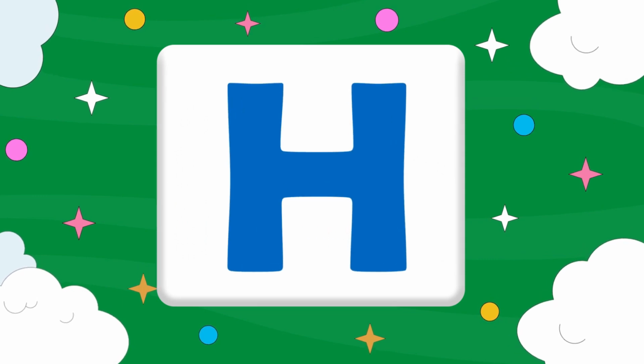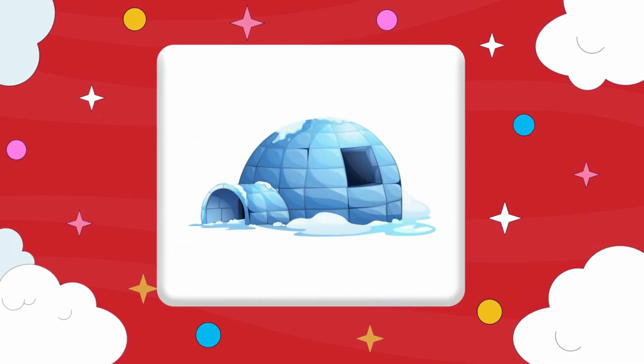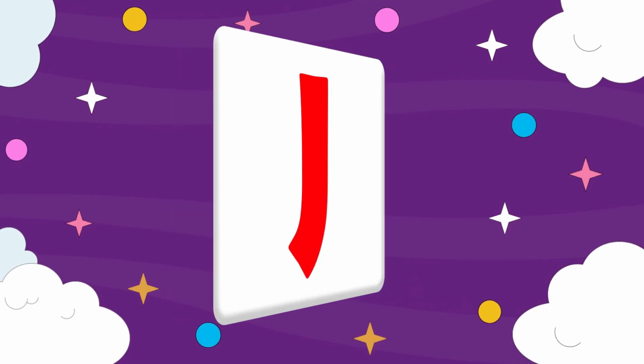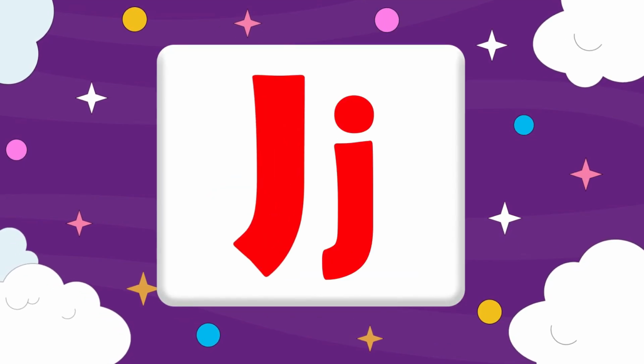I is for igloo, i, i, igloo. J is for jelly, j, j, jelly.